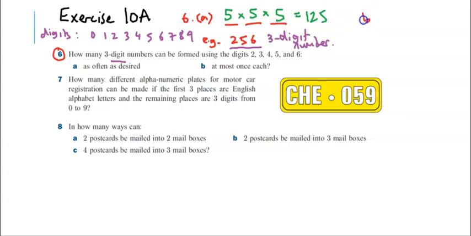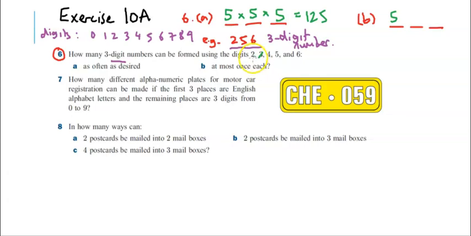Let's move on to part B now. It says at most once. So we're still making a 3-digit number, but this time we can use each digit at most once. So we still have 3 positions for our digits, but this time we have 5 choices to go in position number 1. But then, suppose we used 3.